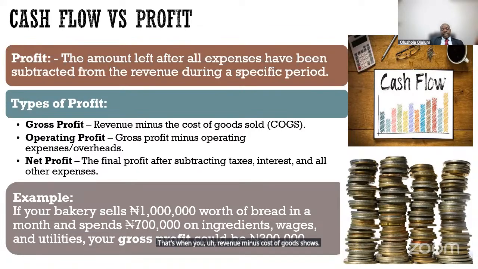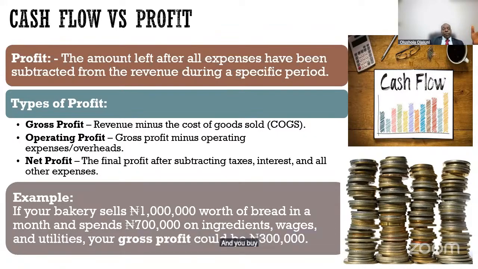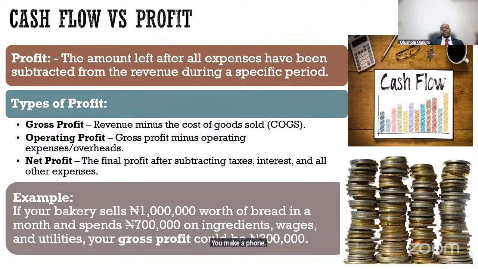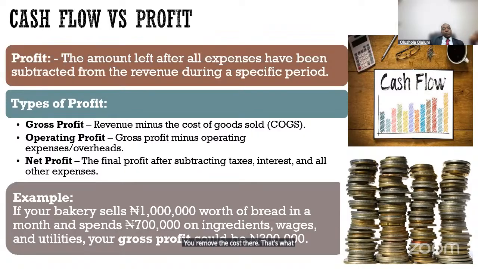I don't know if that's a bit self-explanatory. When you sell, you ask yourself how much went into the production of what was sold. You make a phone and you sell the phone for maybe 500 naira. How much was the input to produce that phone? You remove the cost there. That's what gives you your gross profit.